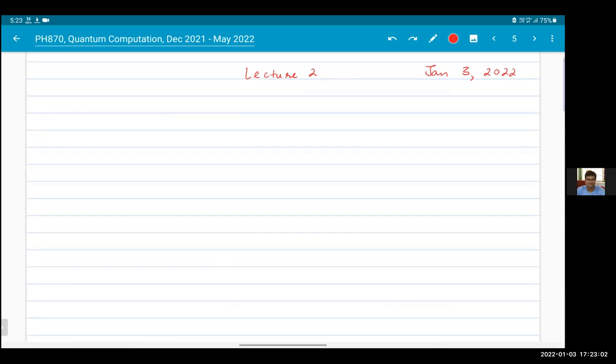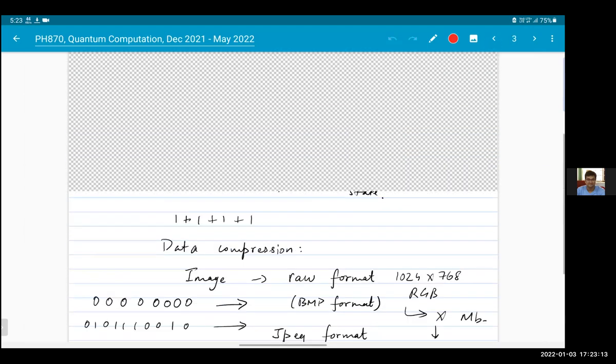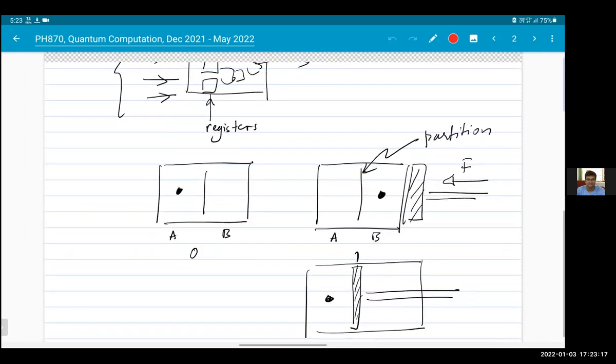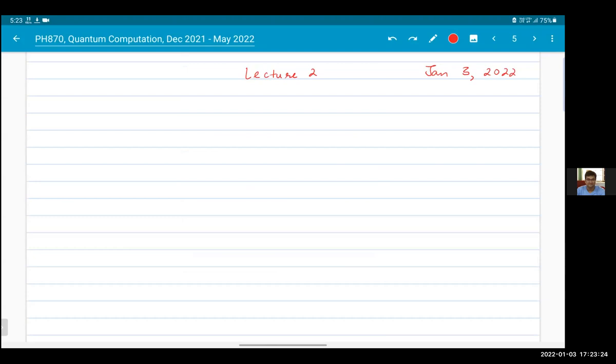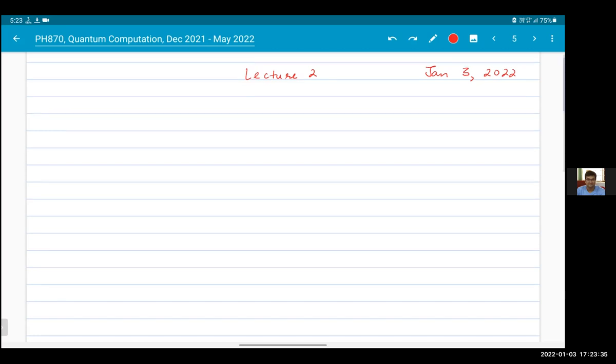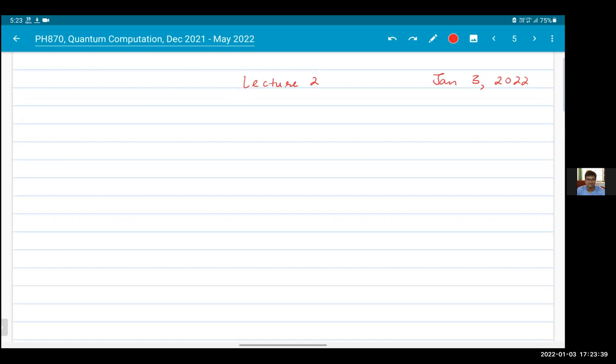Today I want to get started talking about... So we have these limits, right? So the question is, how far can we push these limits? Because that ultimately will determine how powerful our processing machines can be. So, well, another limit, which belongs in this theoretical limit category. Right. So what are the theoretical limits on computation?